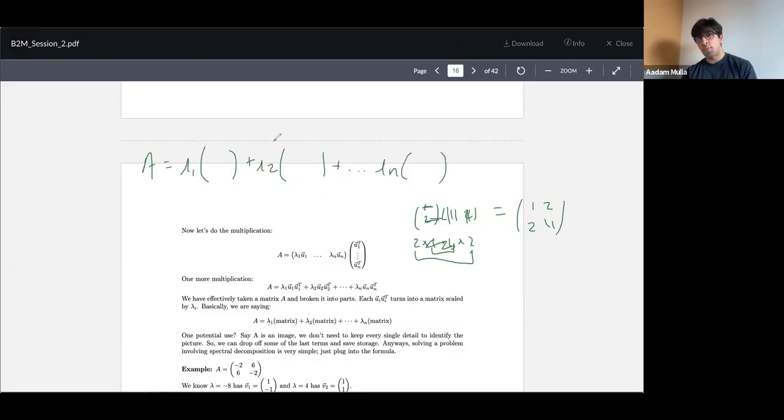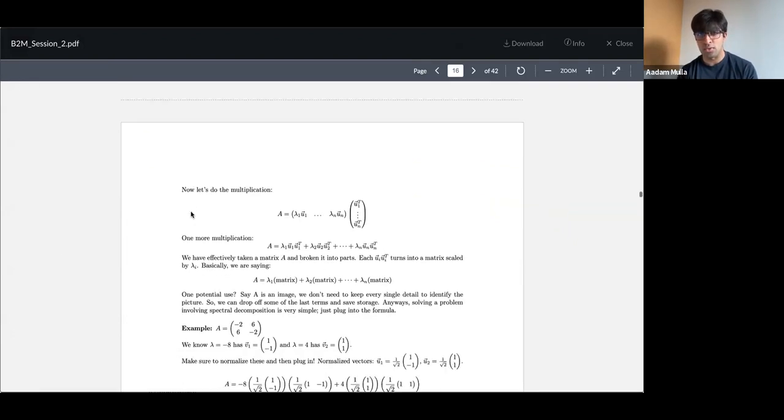Why could this potentially be useful? Because maybe A is like an image file and you want to compress it and get rid of some of these terms. You can choose the lowest eigenvalues and get rid of them. There's no need for them, and you can only save the rest and it'll potentially reduce your storage. This is a potential use.